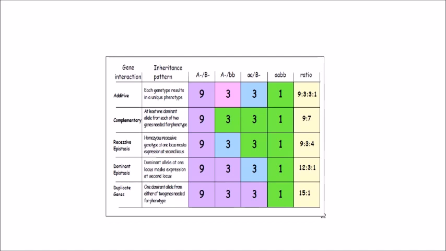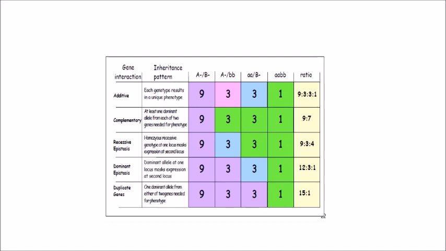Then recessive epistasis, where the homozygous recessive genotype at one locus must hide or suppress the expression at the second locus. The ratio suggests 9:3:4. And then dominant epistasis, the ratio is 12:3:1, where the basic inheritance pattern suggests a dominant allele at one locus must hide expression at the second locus.